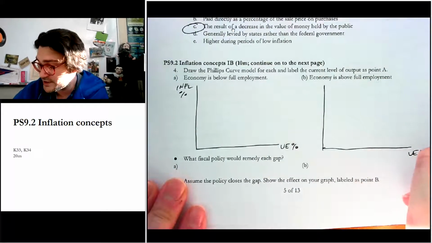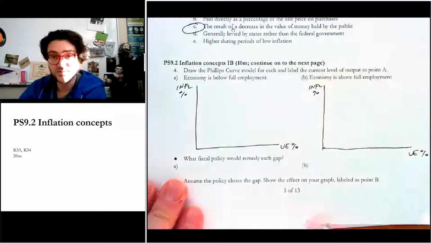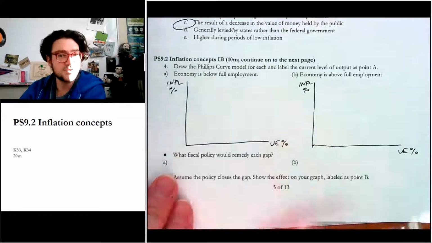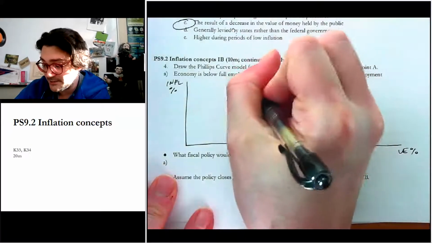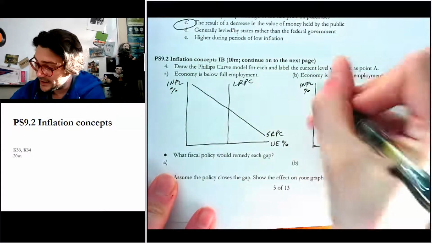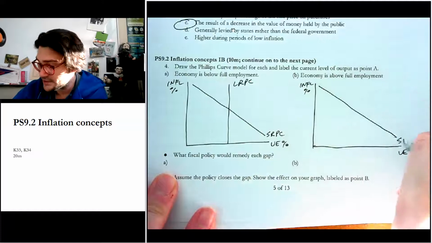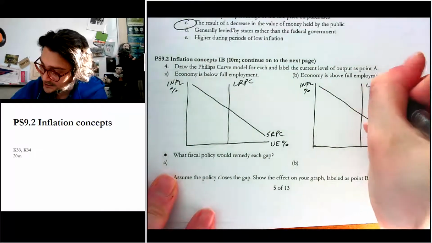So for both, we need to just label the axes, inflation percent and unemployment percent, right? And it says draw the Phillips curve model. So what we need is both of the two lines. We need an LRPC and an SRPC. And here we'll just do the SRPC and an LRPC.